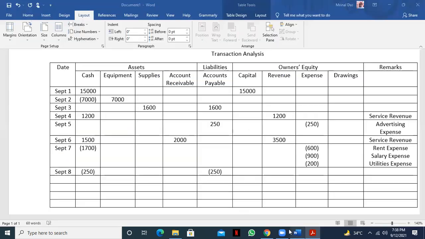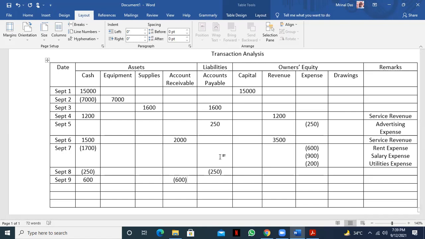So 600 taka, September 9. 600 taka will be added to cash, and also this 600 taka will be deducted from account receivable, because they paid the money. Okay, 600 plus, 600 minus, no effect in assets, ultimately our equation is equal. So is it clear? September 9.